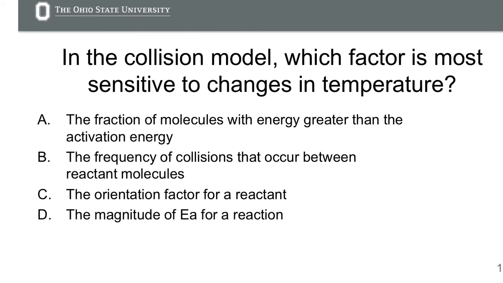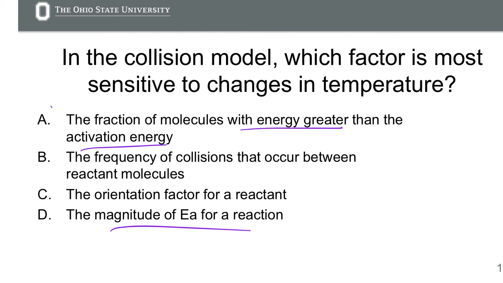I'm going to just answer this for you, and we can talk about it if we need to. It says, in the collision model, which factor is most sensitive to changes in temperature? We have the fraction of molecules with energy greater than the activation energy. That's that Boltzmann plot we just saw. The frequency of collisions that occur between reactant molecules. The orientation factor, that has to do with the proper orientation of the molecules. Are they colliding in the right spot? Or the magnitude of the activation energy.